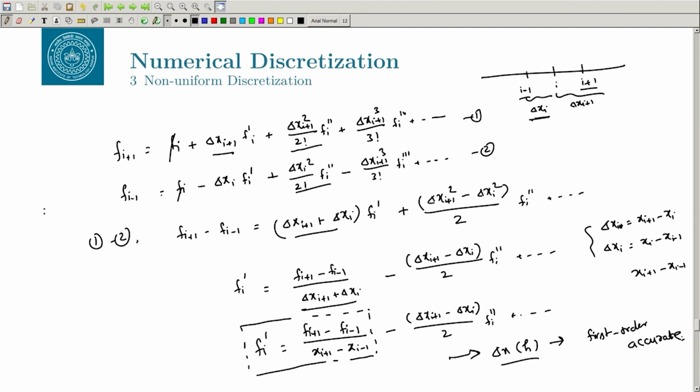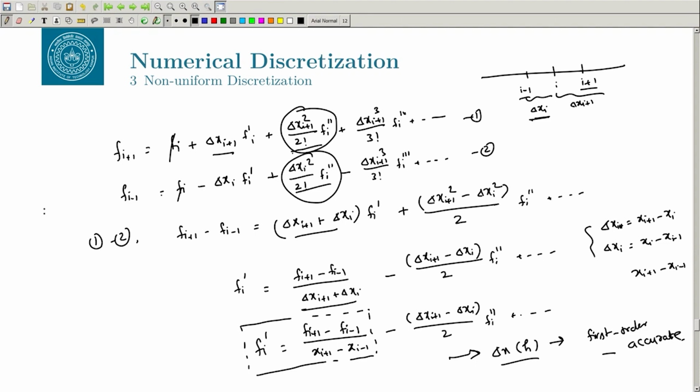So, despite using a 3 point stencil and the two-sided formulation, we got a scheme which is first order accurate. Because of the non-uniform mesh, these terms do not cancel out, and that is why your order of accuracy goes down. This is a very common thing you will be hearing, that when you use a non-uniform mesh, your order of accuracy goes down compared to when you use a uniform mesh.